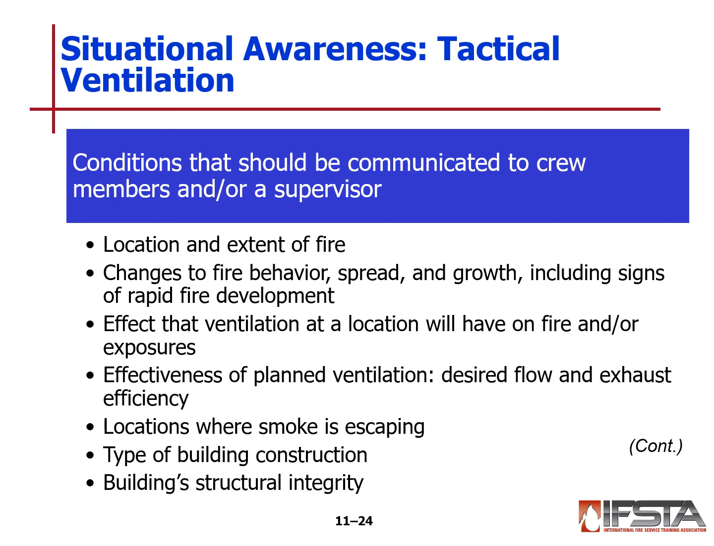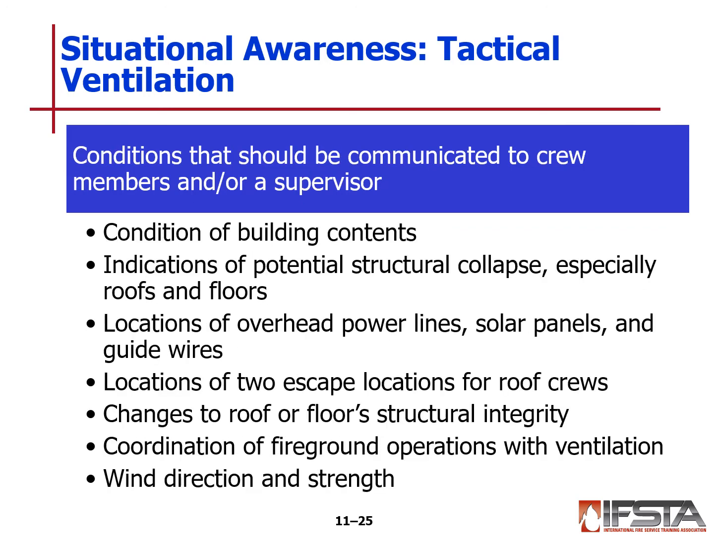Location where smoke is escaping: reading smoke, looking at your smoke color, velocity, how it's coming out, where it's coming out, and look at that with your building construction. What kind of building are you looking at? Type 1, 2, 3, 4, 5. The building structural integrity itself. Conditions of the building content should be communicated. Any indications of potential structural collapse, especially roofs and floors. Keep an awareness of this during these type operations.